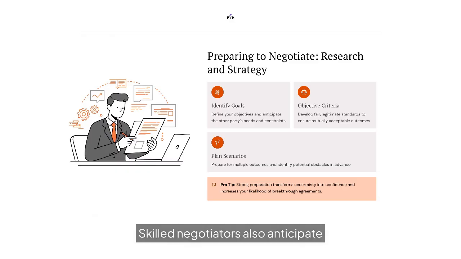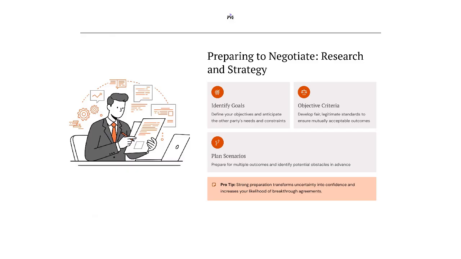Skilled negotiators also anticipate the other party's goals, pressures, and possible concessions. Research goes beyond numbers. It means understanding the people across the table, their motivations, communication style, and what success looks like from their perspective. When you can align your objectives with theirs, cooperation becomes far more likely.